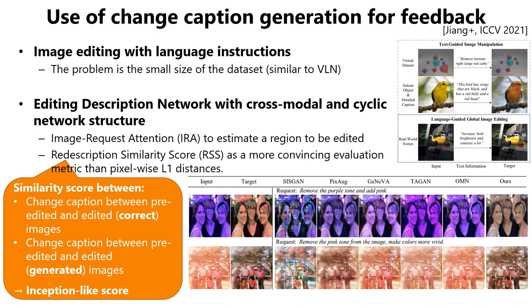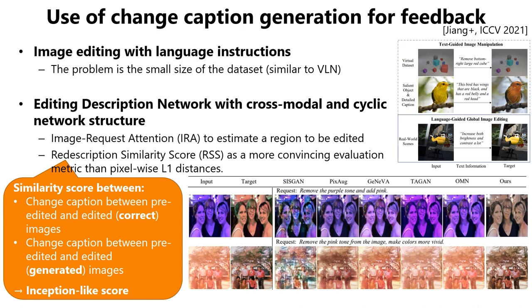In the proposed method, the image request attention module first estimates what areas are edited in the input caption and then evaluates the edited content itself by calculating the lead description similarity score. This RSS is exactly what I was talking about earlier, utilizing the caption changes between the pre-edited and post-edited images.